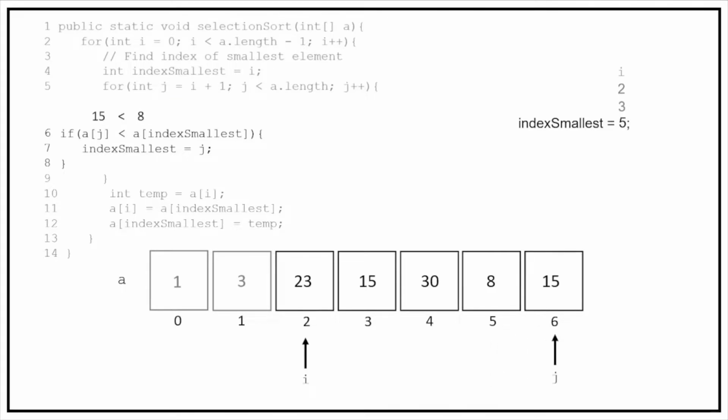And now we have, is 15 less than 8? False. This means nothing happens, the iteration is complete, we do the swap, and reset I. Setting index smallest to I, which is index 3, we can then initialize j, and begin.